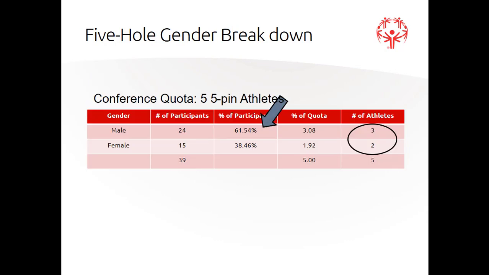When we look at the gender breakdown of the 5-hole conference, we see that 24 of the 39 athletes were male, which means that 61.54% of the advancing athletes should be male. When you do the math, that means that 3 males and 2 females will advance from this conference.